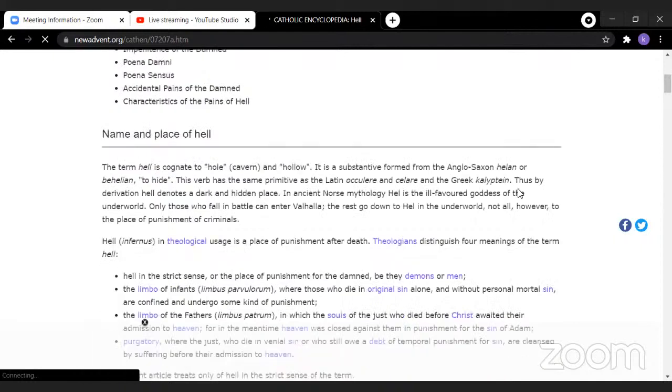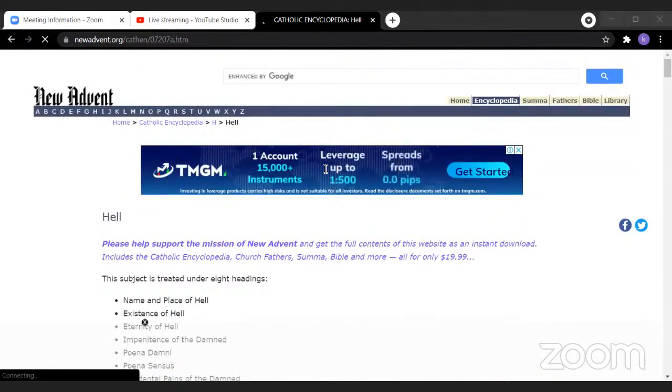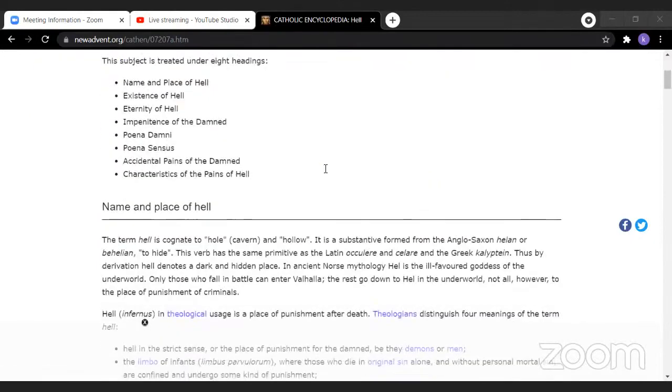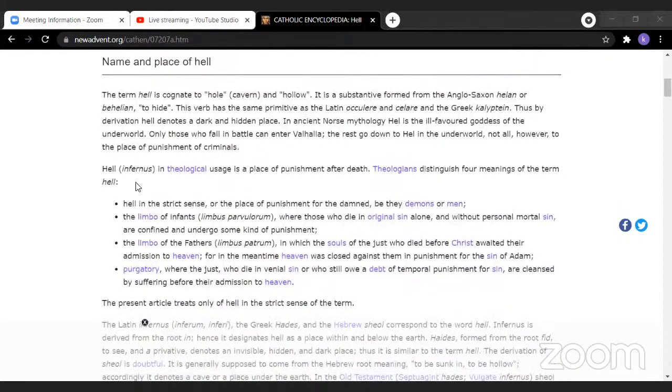Let's see. This is newadvent.org. Okay, so we went through all of this. Hell is a cognitive hole, cavern, hollow. Okay, hell and furnace in theology. Usage is a place of punishment after death. Theologians distinguish four meanings of the term hell. Hell in the strict sense, or the place of punishment for the damned, be they demons or men.